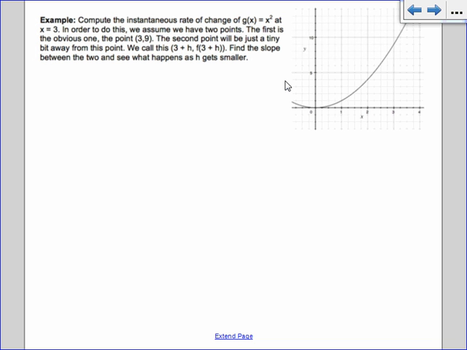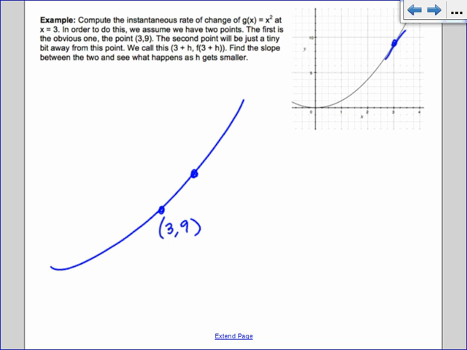So for this one, it says compute the instantaneous rate of change for g of x equals x squared. So we're going back to a really simple function, just g of x equals x squared at the point 3. So we're trying to find the slope right there at that point. Okay. So what we do is if I zoom in, I pick (3, 9), but I also want to pick a point that's super close to it.